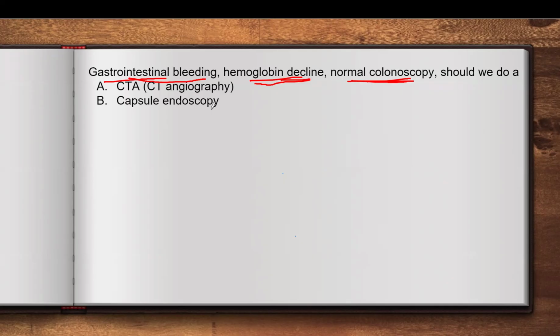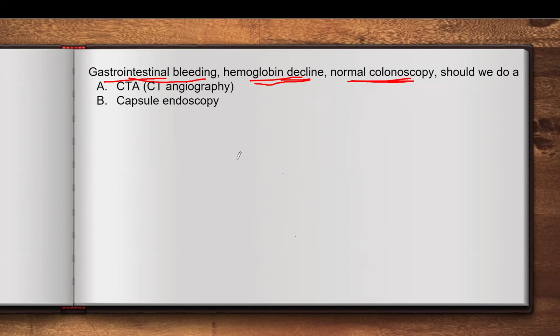So let me just explain three terminologies that are used for GI bleeding. Number one is overt bleeding. Overt means something which is very much visible. So overt bleeding includes hematemesis, that is blood in vomiting, or hematochezia, the blood in stools, or melena, the black tarry stools. That shows the evidence that there is bleeding somewhere in the whole GI tract.